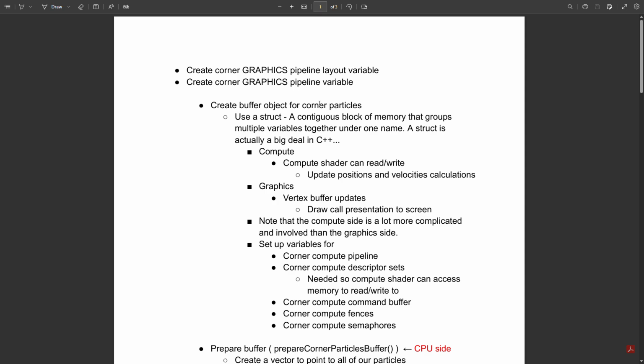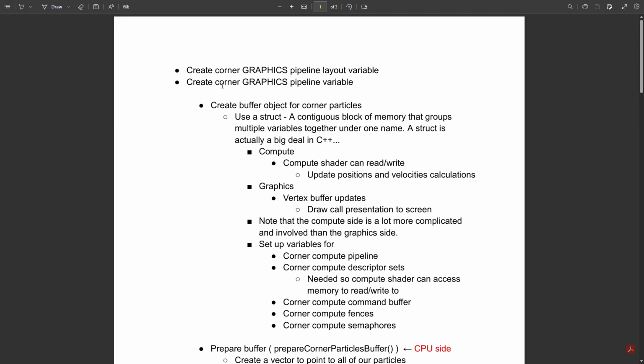now we have to create a buffer, a buffer object for corner particles. So remember, in the corner of the application, we're going to have a bunch of particles. Well, we need some memory partitioning, some memory space to hold the particles and specifically the compute related to the particles, right?